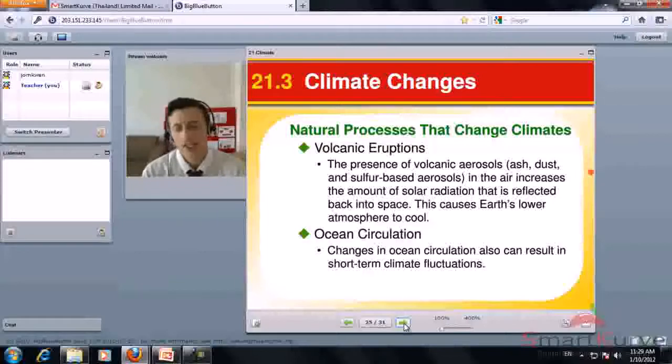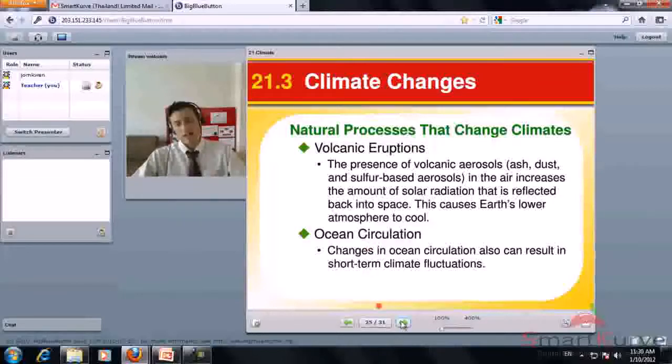Also, changes in ocean circulation can result in short-term climate fluctuations. We talked about ocean circulation, like the Gulf Stream. Well, sometimes these ocean currents can change because of changes in temperature. When we get these changes, we can see fluctuations in the climate. We're going to look at one example of each.